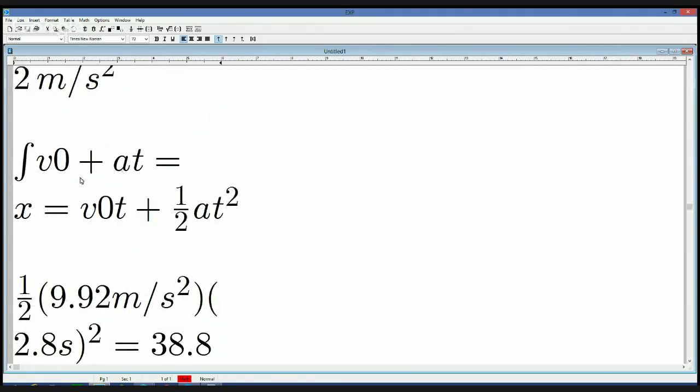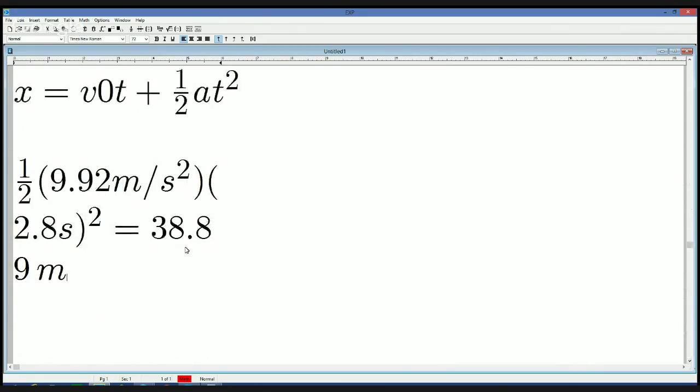The integral of v0 plus at is distance equals the initial velocity times time plus 1/2 at squared. Now again, because we're working from at rest with this particular example, we can treat the initial velocity term as negligible. So in this case, we now have 1/2 times 9.92 meters per second squared as the acceleration, times 2.8 seconds squared, and that gives us 38.89 meters, having traveled in that 2.8 seconds when the Tesla P90 accelerates from at rest to 27.78 meters per second.